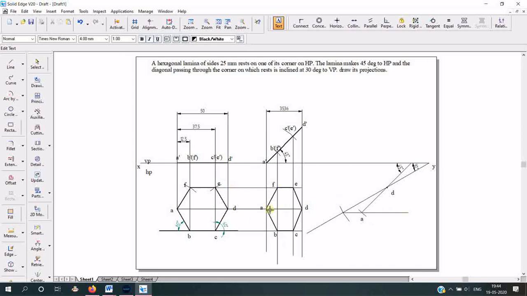So now we're constructing manually. We got two corners, the diagonal AD. So now you can measure the diagonal AD.